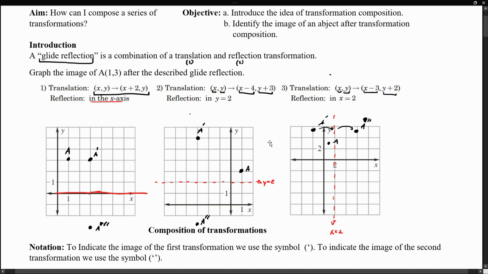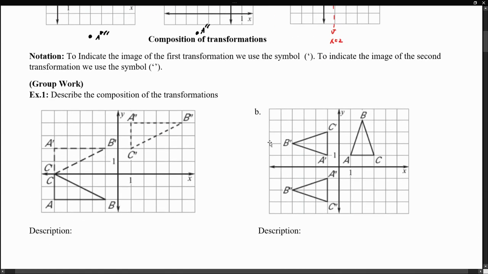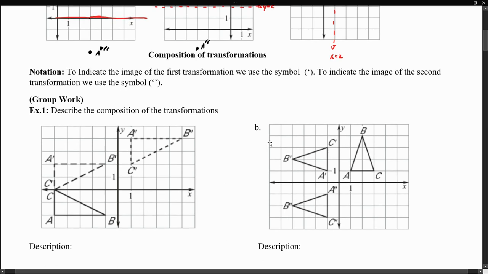So now let's just recap some of the notation. Well, this is a very important notation right here, because to indicate the image of the first transformation, we only use a single prime. So pretty much the primes, or this little symbol that we put on top of letters, indicate the image of what transformations. If you perform 2 transformations, then we do double prime. If you perform 3 transformations, then that's a triple prime, and so forth.